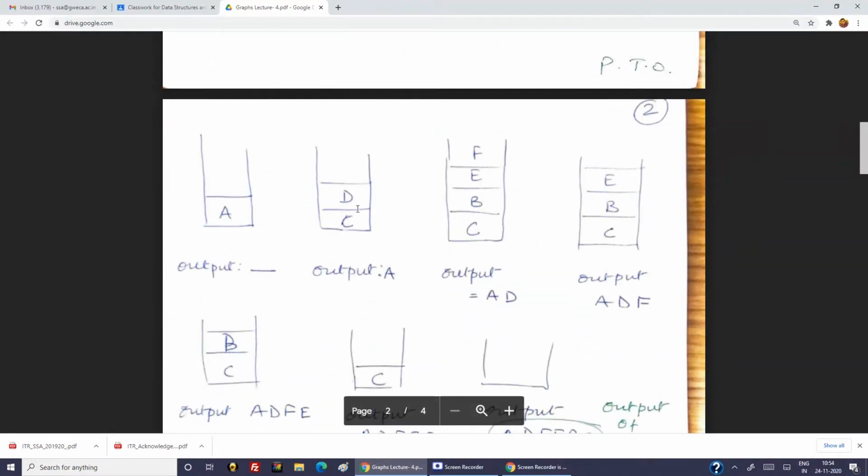C and D in what order? Any order, whatever you like, you can push in any order. But when you pop, you need to follow the stack rule, LIFO rule. So C and D are pushed. This is output. Now what will I do? I will take one out from stack. So I will take D out from stack, and it will go on output. So output will become AD.